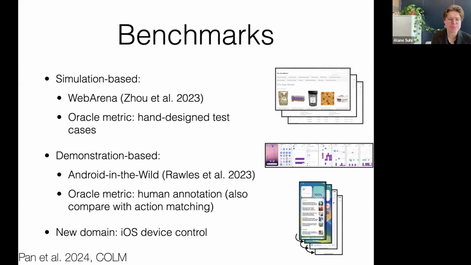We also introduce a new domain of iOS device control, where we have new instructions, but a new environment for agent instruction execution. And in this completely new domain, we don't actually have any Oracle metrics. Of course, in practice, we are going to do evaluation and make sure that it works compared to human judgments. But this is simulating the setting where we don't have any sort of Oracle evaluation metric.